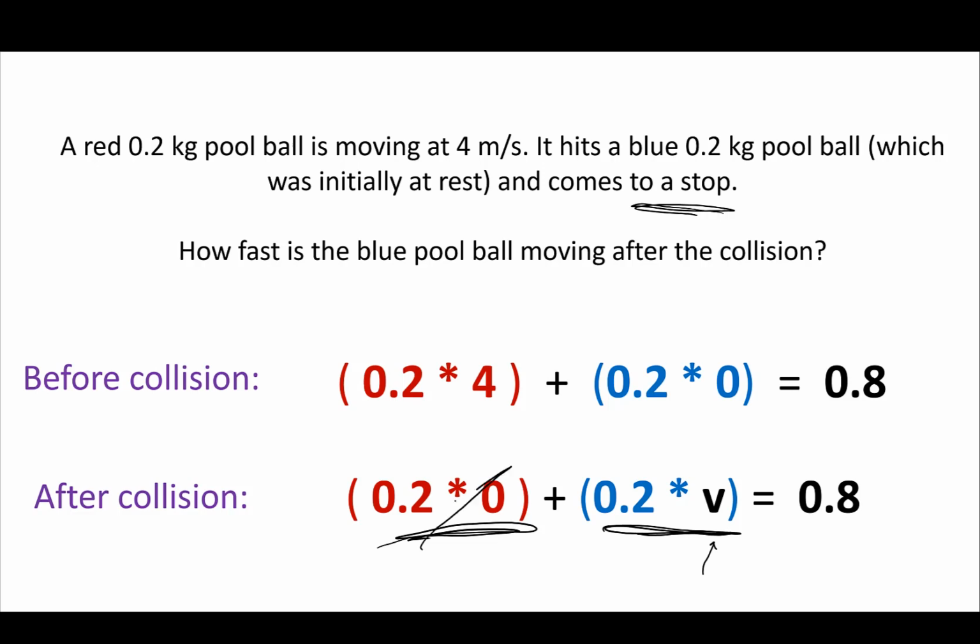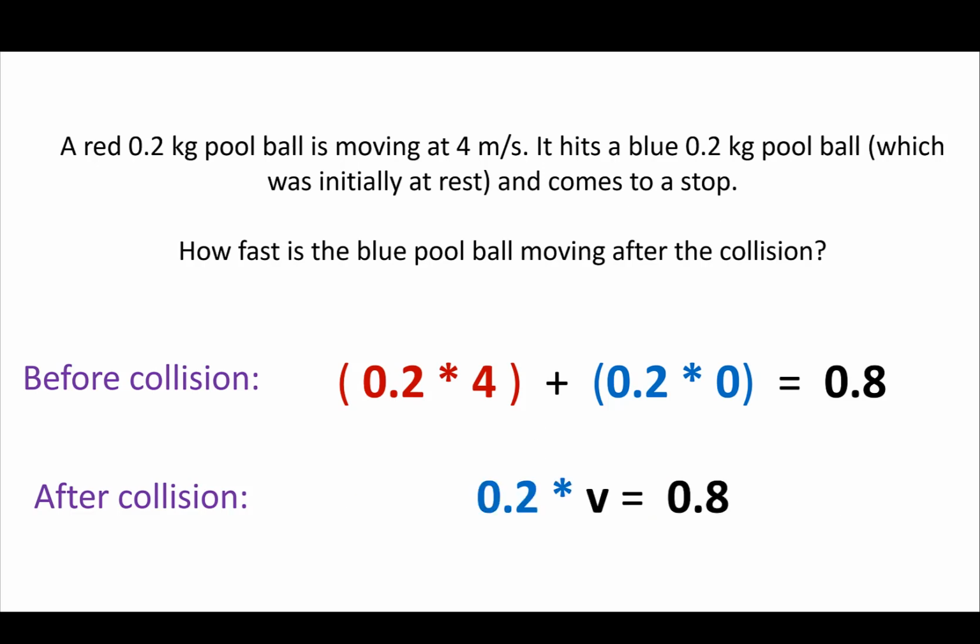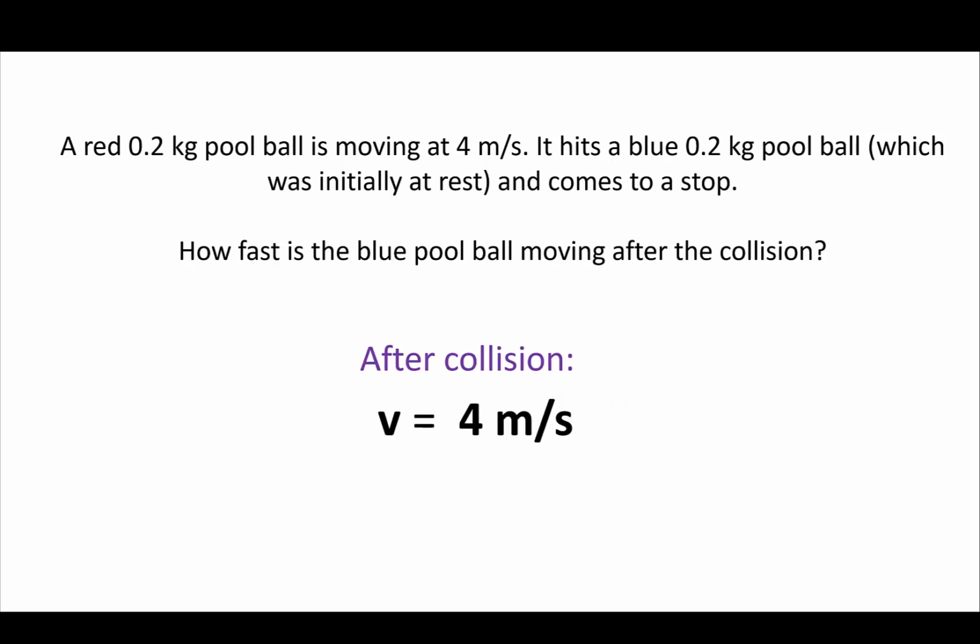This turns into 0, because 0.2 times 0 is 0. So we just have 0.2 times v equals 0.8. You can solve that and figure out that the velocity of the blue pool ball is 4 meters per second. So that's the final velocity of the blue pool ball after the collision. Hopefully it makes sense because they weigh the same amount. And the red pool ball totally stops. So the blue pool ball is just going to get all the momentum that the red pool ball initially had. So it'll be this going at the same speed.